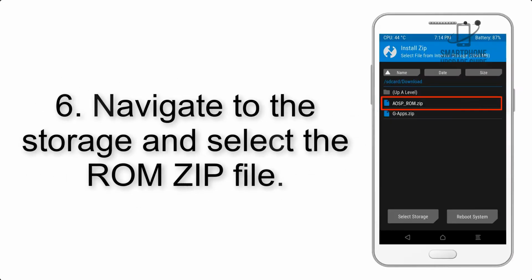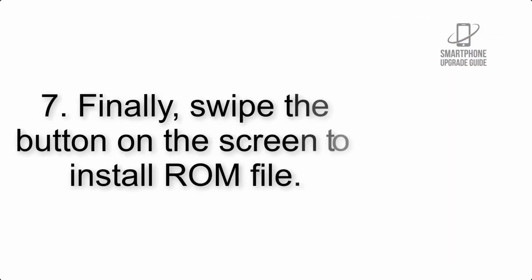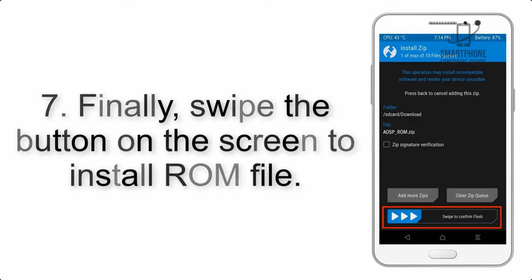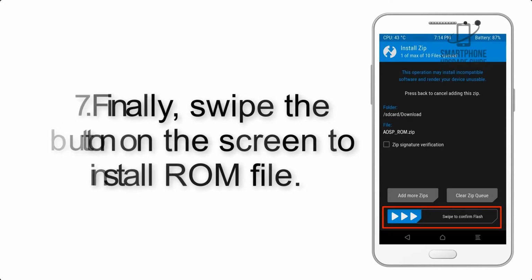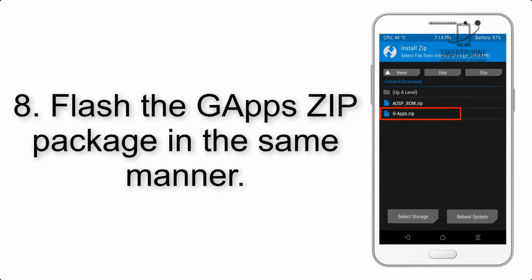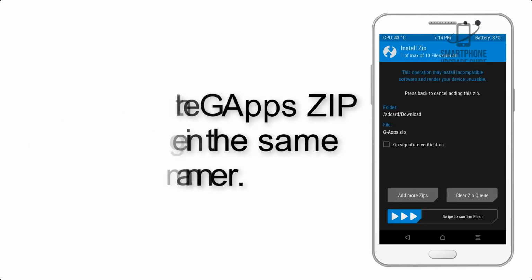Step 6. Navigate to the storage, and select the ROM zip file. Step 7. Finally, swipe the button on the screen to install the ROM file. Step 8. Flash the GApps zip package in the same manner.